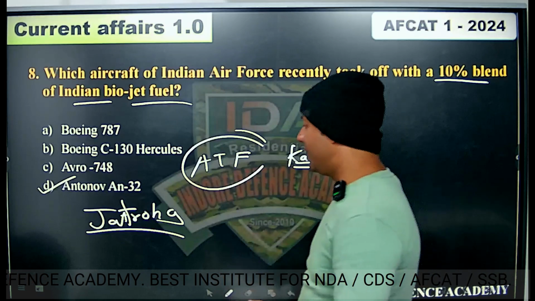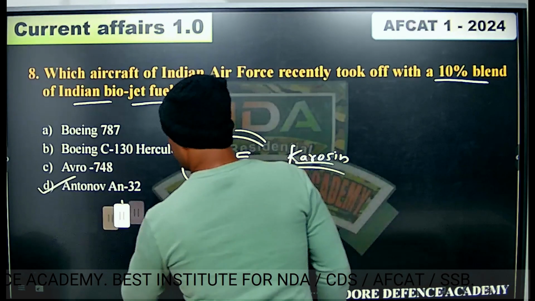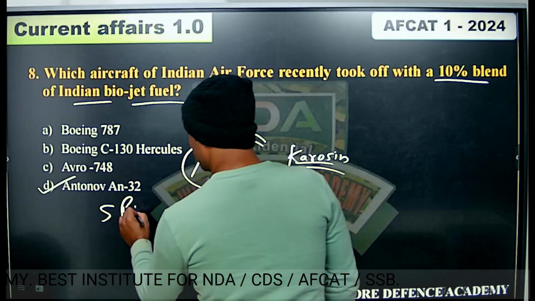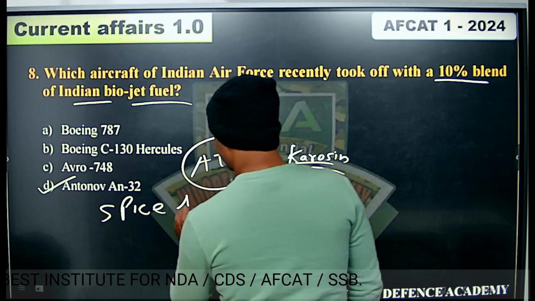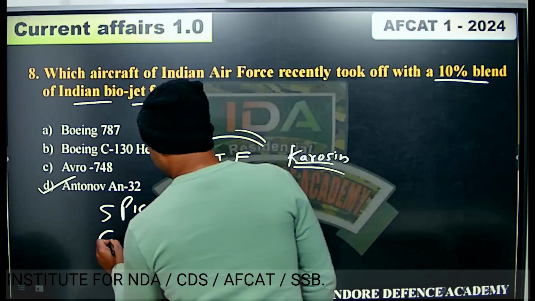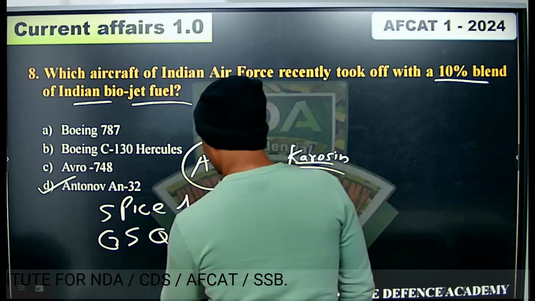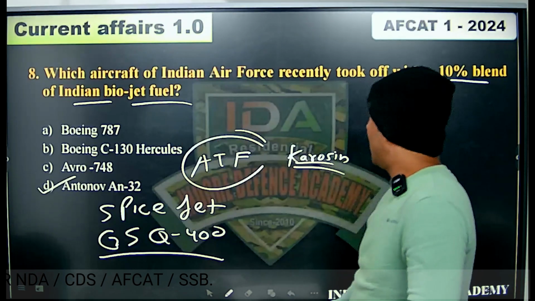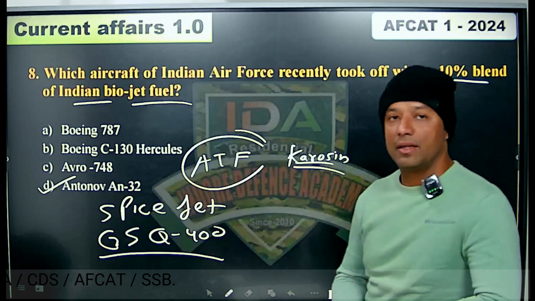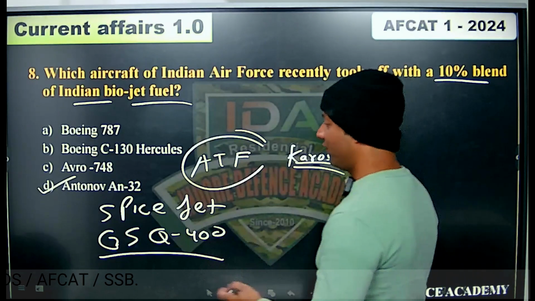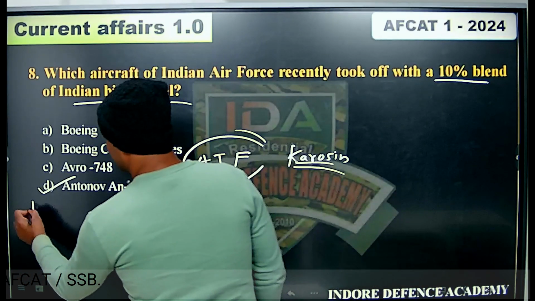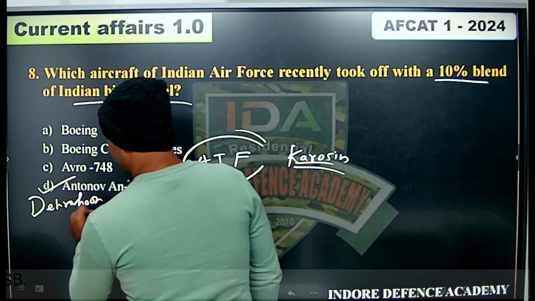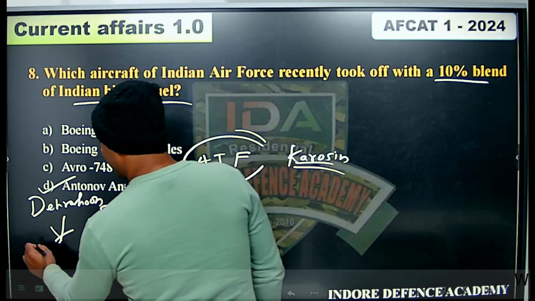Okay, if we see in the commercial section, the SpiceJet aircraft, Gulfstream Q400 aircraft also used the ethanol blended 10% Indian biojet fuel, and that flight took off from Dehradun to Delhi successfully.